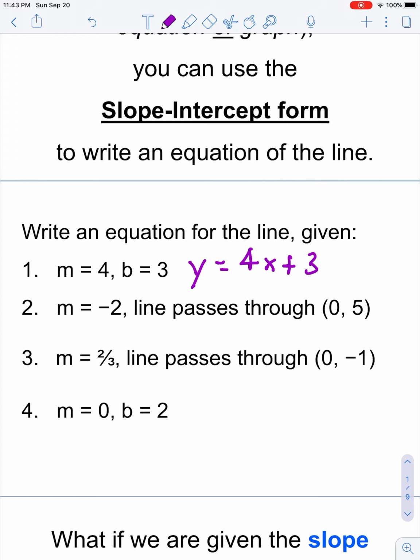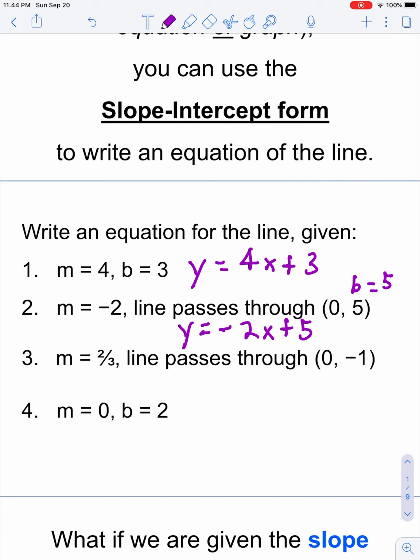In example 2, we are given the slope, -2, and we're told the line passes through the point 0,5. What we have to recognize about the point 0,5 is that that point would be on the y-axis and therefore would be the y-intercept of our line, and it's code for telling us b would be 5. Therefore, the equation of this line would be y equals -2x plus 5.